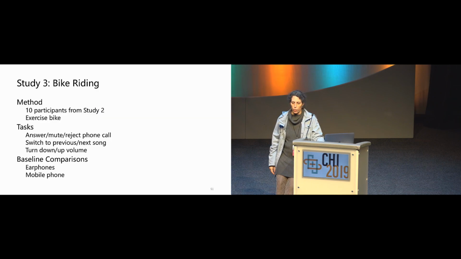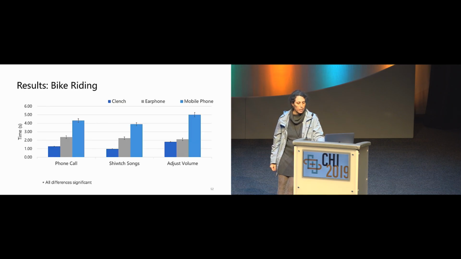In our final study, we actually had people on a stationary bike, and we had them use the clench to answer, mute, or reject a phone call, to switch to a previous or next song, and to turn down and up the volume. So we're just trying to sort of move more and more in the direction of realism here. And here we compare to standard methods for doing the same things using either earphones that had some actuation on them or just the phone itself. In this study, we see that clench is a lot faster than what was found in the other conditions.